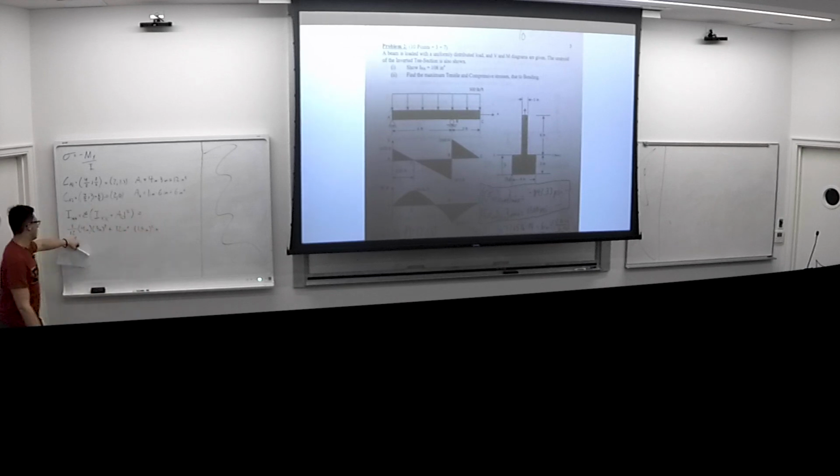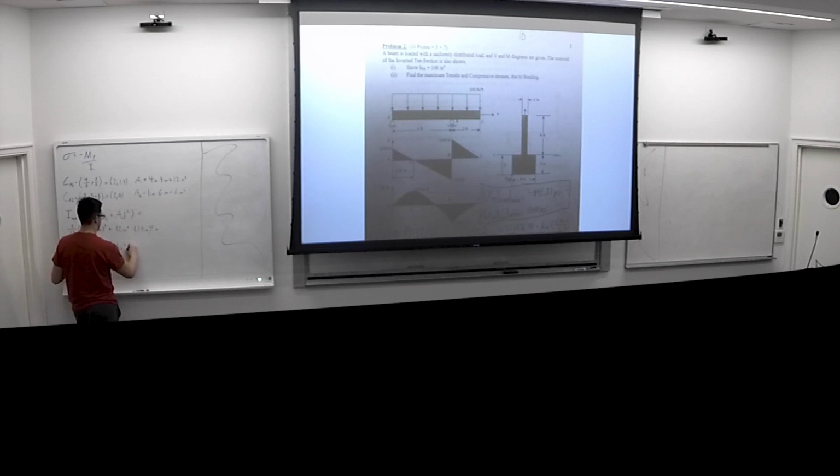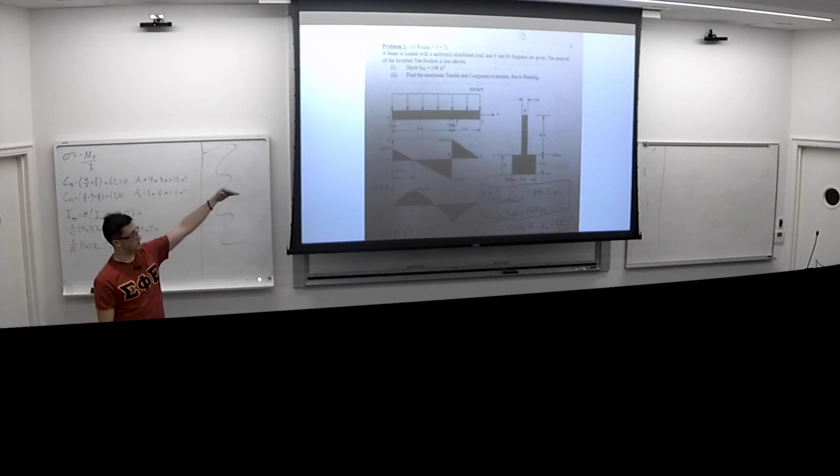So that was me using parallel axis theorem for the bottom shape, and now I'm going to do it again for the top one. So again, it's a rectangle, so 1/12 base height cubed, so 1 inch for the base, 6 inches for the height, cubed plus the area of the top guy was 6 inches squared, times the distance from its centroid, which is halfway up, to the neutral axis is 3 inches.